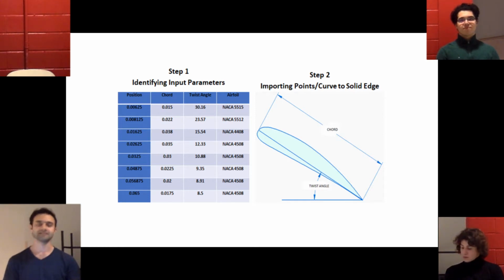Okay, so for our CAD design, basically the first step was to summarize all our design parameters. This is the chord length, the twist angle, and the airfoil at each location along the radius. The second step was basically to import the points and curves to SolidEdge. SolidEdge was the CAD package we used to design our propeller. And you can see in the picture, we import the points and curves, and we just have to rotate each airfoil section with its respective twist angle.